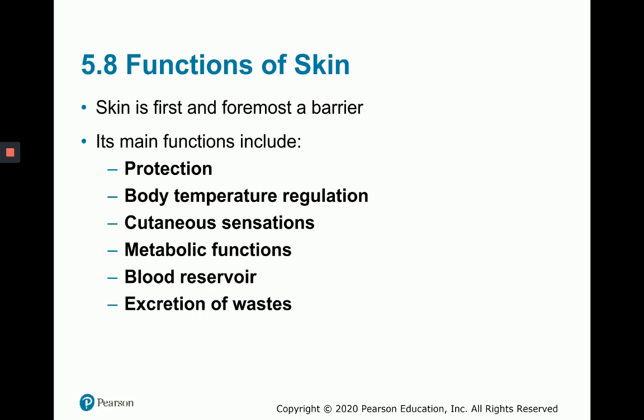Metabolic functions is going to help create vitamin D. Vitamin D is found in your skin, and that's going to be activated and move throughout the body to become calcitriol. So, blood reservoir: at any one point in time, you might find up to 60% of the blood in the dermal capillary loops. And then excretion of waste. Some waste, like nitrogenous waste, can be evaporated in sweat out of the body via the skin.